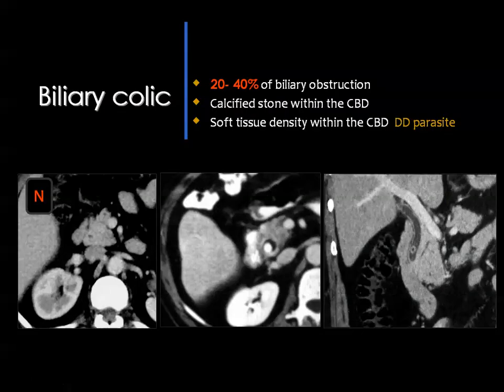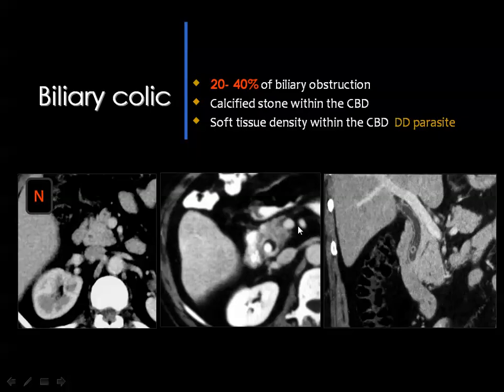Then you remember in the lecture of normal anatomy that the head of the pancreas is identified by the presence of the superior mesenteric artery and the superior mesenteric vein. And inside the head of the pancreas you can see a small hypodense dot which represents the normal common bile duct. But sometimes there is a stone in the common bile duct, and this is the head of the pancreas.